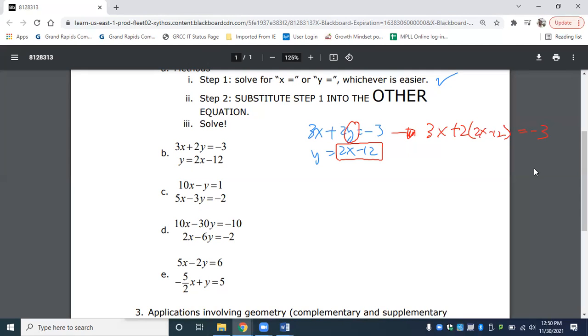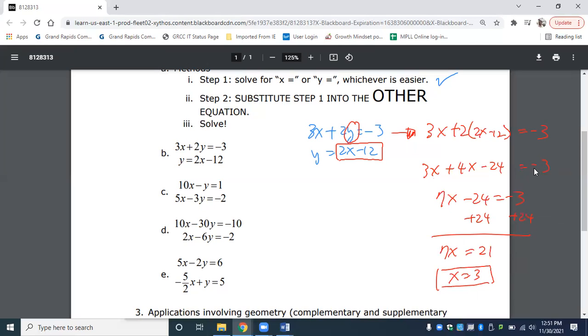Now the third part is the solve part. So I got 3x plus 4x minus 24 equals -3. And this is 7x minus 24 equals -3. Plus 24 on both sides, I get 7x equals 21. So x equals 3.